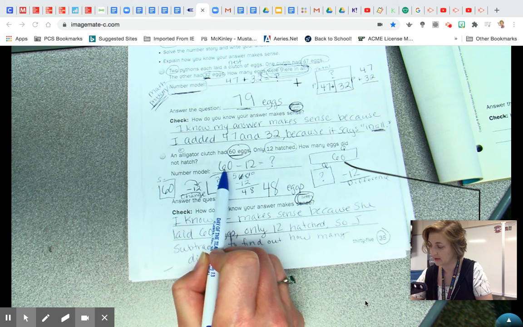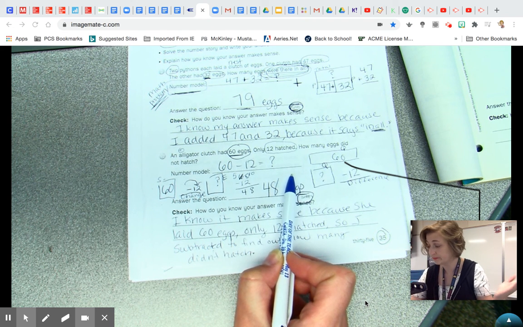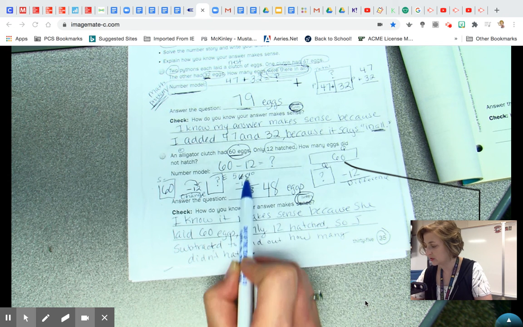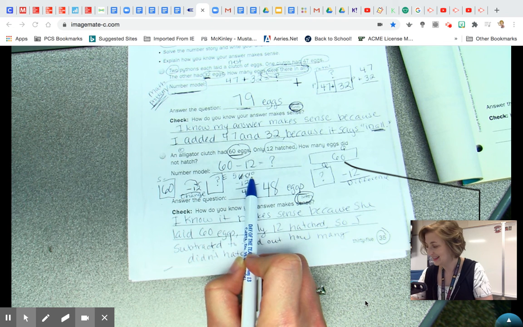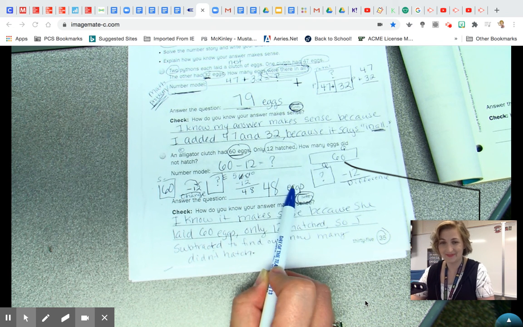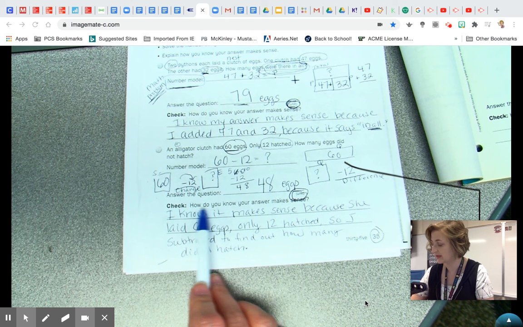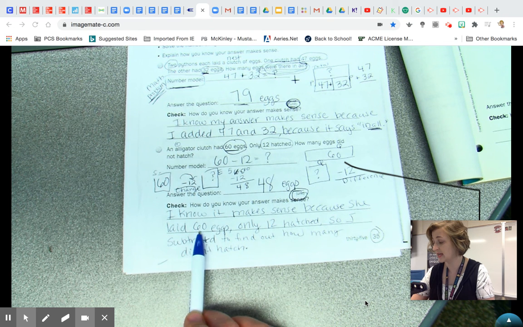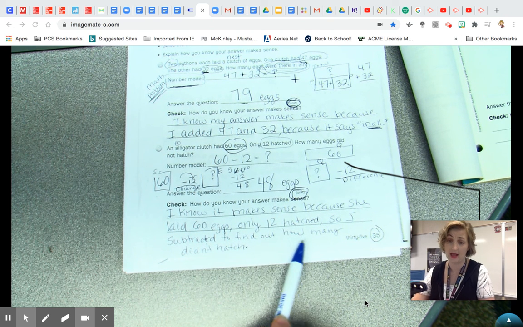Okay, then I write that down. 60 minus 12 equals question mark. We don't know. Okay, and we did our math right here. Don't forget to borrow. Okay, and change your 0 to a 10. And then we had 48 unit eggs. Okay, and now here, check. How do you know your answer makes sense? I know it makes sense because she laid 60 eggs and only 12 hatched. So I subtracted to find how many did not hatch.